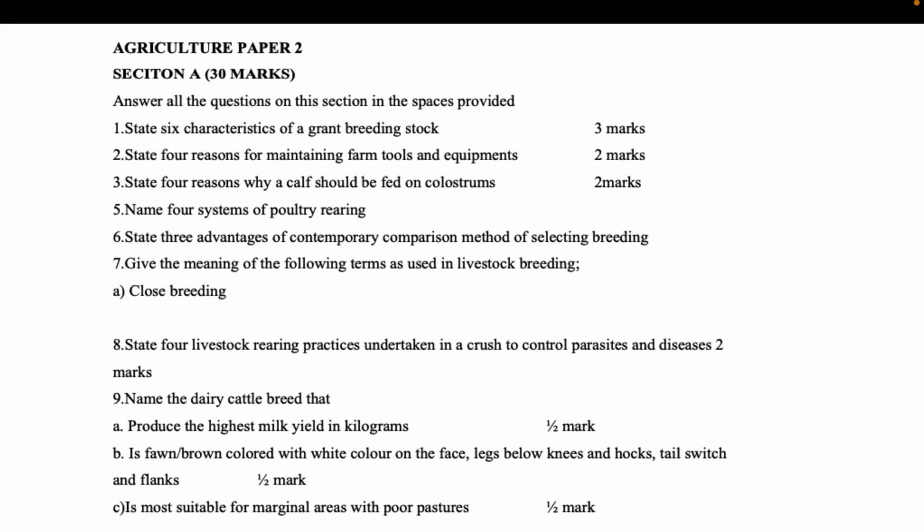9. Name the dairy cattle breed that: A. Produces the highest milk yield in kilograms, 1/2 mark. B. Is fawn or brown colored with white color on the face, legs below knees and hocks, tail switch and flanks, 1/2 mark. C. Is most suitable for marginal areas with poor pastures, 1/2 mark.